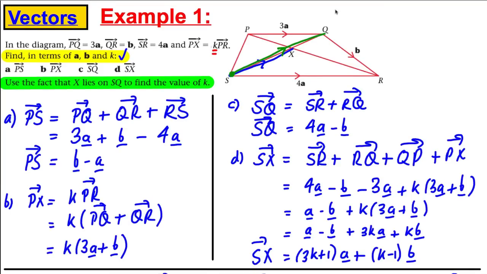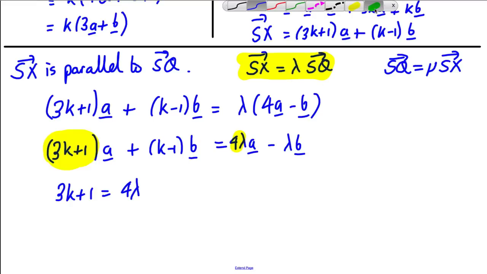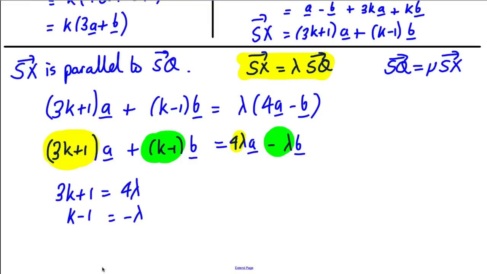Because a and b are non-zero, and we're told originally in the question that a and b are not parallel, the only way this can be true is that however many a's you've got on the left hand side equals however many a's you've got on the right hand side. So 3k plus 1 must be 4 lambda. And similarly, however many b's you've got on this side, k minus 1, must equal however many b's you've got on this side, negative lambda. So k subtract 1 must be negative lambda. These are equation 1 and equation 2.